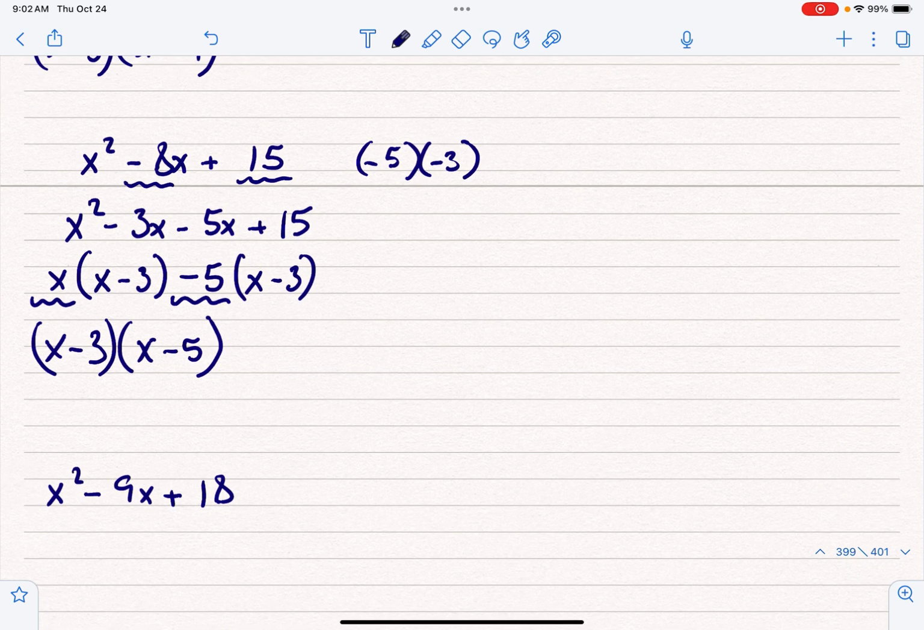Okay? And now you guys try this one. I got x squared minus 9x plus 18. You guys try that on your own. Try it by factor by grouping. Hit the space bar. Pause it right here for about 5, 10, 15 seconds. And then we'll come back to it.